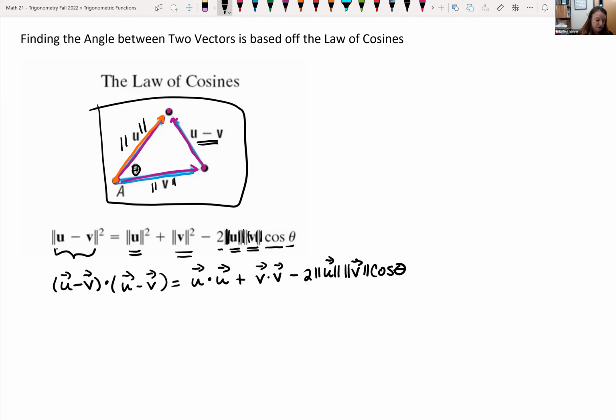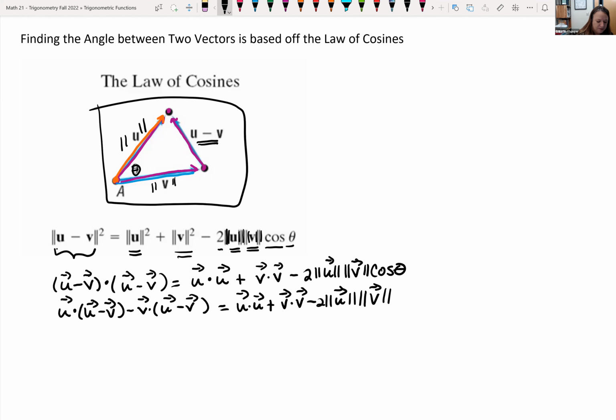So we can use the distributive property we saw with vectors. And so let's use the distributive property here. So we're looking at U dot U minus V is equal to, or not equal to, because that's just the first term in the first parentheses, minus V dot the vector U minus V. This is equal to U dot U, the same thing as we have above, V dot V minus 2 magnitude of vector U times magnitude of vector V, all times cosine of theta.